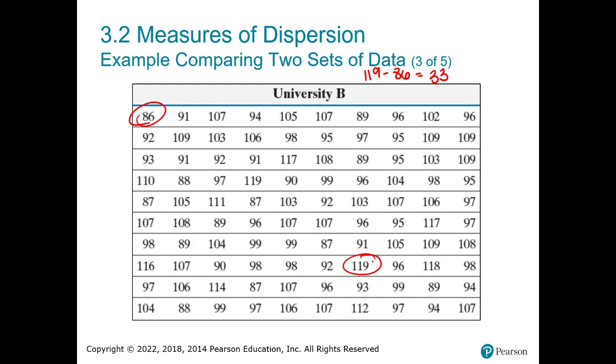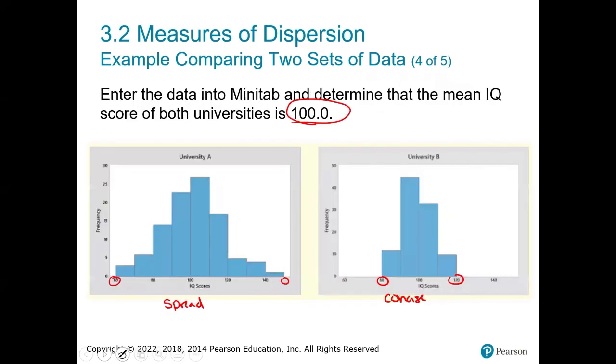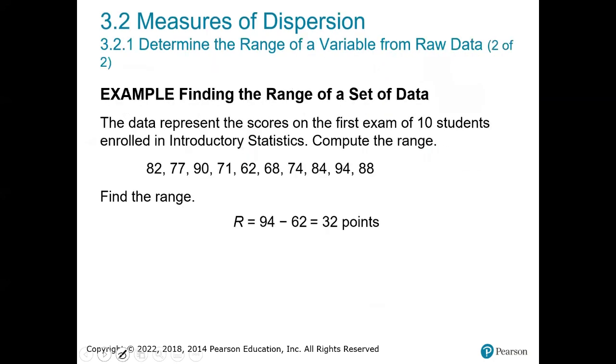Now again, if this data was entered into StatCrunch for us, it would very easily tell us the range, or the smallest and the highest values here, so we could very accurately calculate it. Again, I'm looking at all 100 values pretty quickly here to make sure I have the right ones. So we're going to practice this, of course, with a much smaller data set, one that's a lot easier to see.